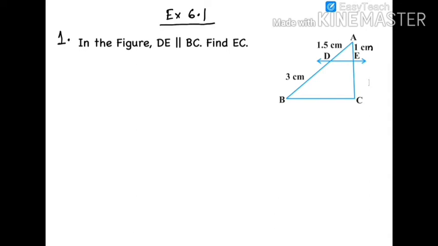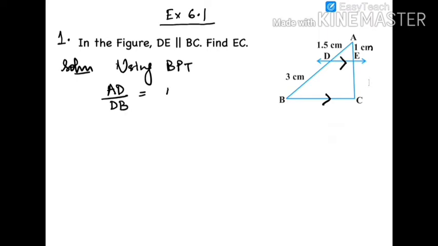In the figure given alongside, DE is parallel to BC. Find EC. Length of AD is given, length of DB is given, and AE is also given. And DE is parallel to BC, so we can use the basic proportionality theorem. AD upon DB will be equal to AE upon EC.